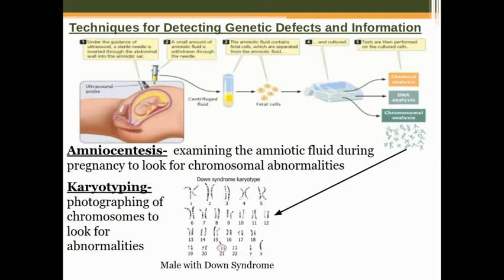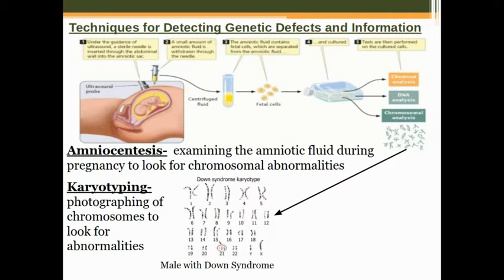This brings me to a technique used for detecting genetic defects in fetuses. A process called amniocentesis can be done that enables a geneticist to examine the amniotic fluid during a pregnancy to look for chromosomal abnormalities. In this situation, under the guidance of ultrasound, so they'll be viewing this at the time of the procedure, a needle will be inserted through the abdominal wall, through the uterine wall, and into the amniotic fluid that surrounds the baby.